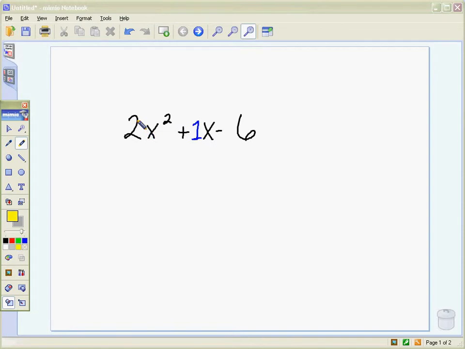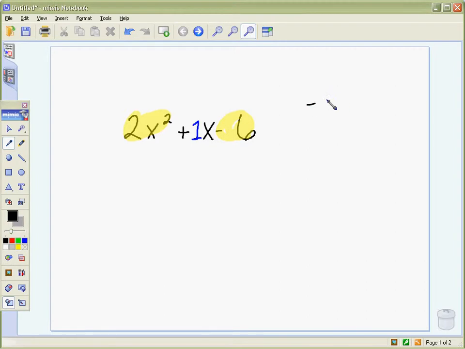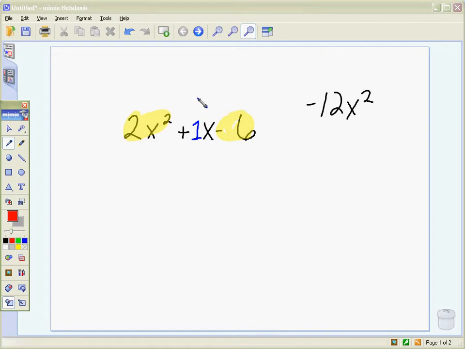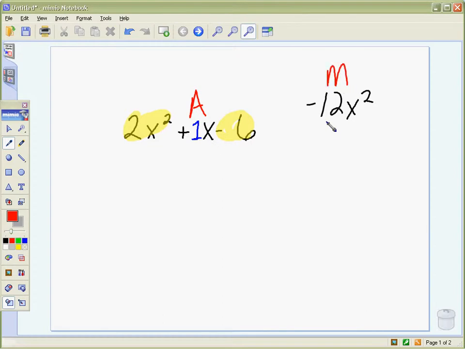It shouldn't be too difficult. What we want to do is take this entire first term here, the 2x squared, and multiply it by the last term there, the minus 6. That gives me a negative 12x squared. So now what I want to do from this point is find two numbers, or monomials in this sense, that add to get to the 1x and multiply to get to the negative 12x squared, this number that we got from multiplying the first term times the last term.